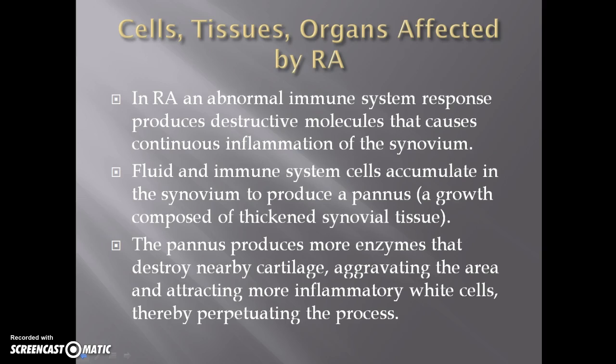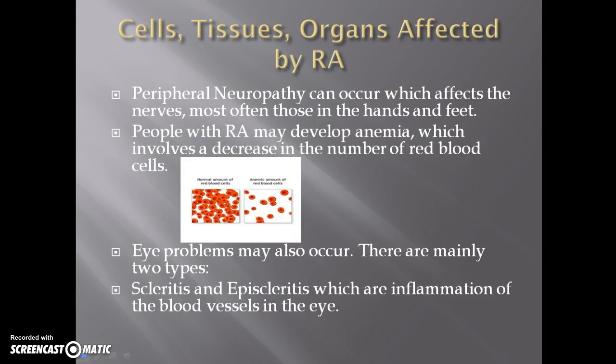The pannus produces more enzymes that destroy nearby cartilage, aggravating the area and attracting more inflammatory white cells, thereby perpetuating the process. The inflammation of the blood vessels in the eyes may result in corneal damage. Symptoms include redness of the eye and a gritty sensation.